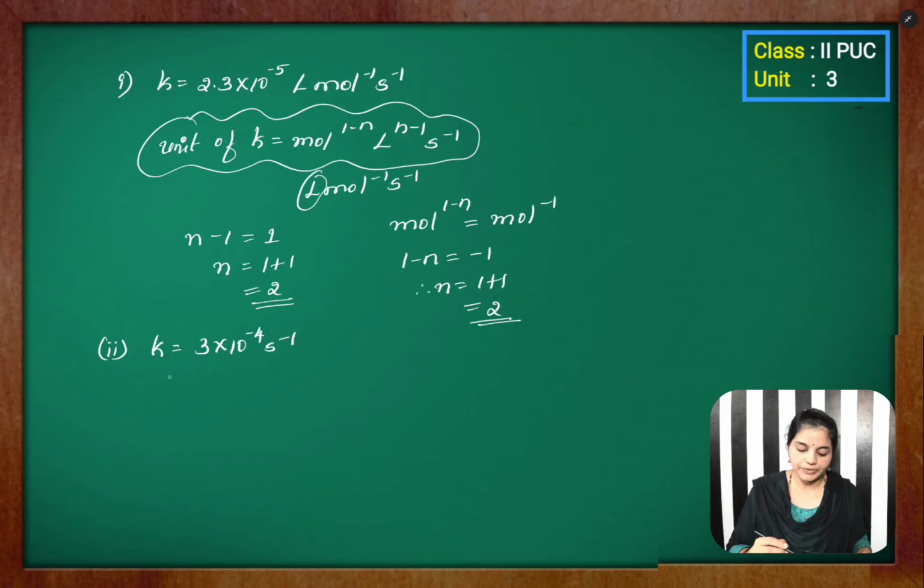Now moving to the second question, they have given K is equal to 3 into 10 to the power minus 4 per second. So here clearly you can see that the unit of the rate constant is only in terms of time. So clearly it is a first order reaction, because we know that the rate constant for a first order reaction is given in terms of only time. In terms of concentration, the rate constant for a first order reaction is not possible. So it is second inverse, that's inverse of time. So the rate constant given in the second question is for a first order reaction.